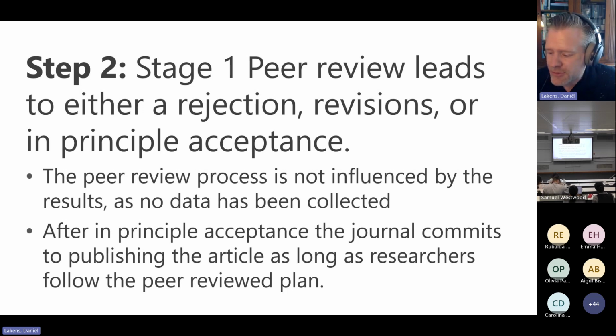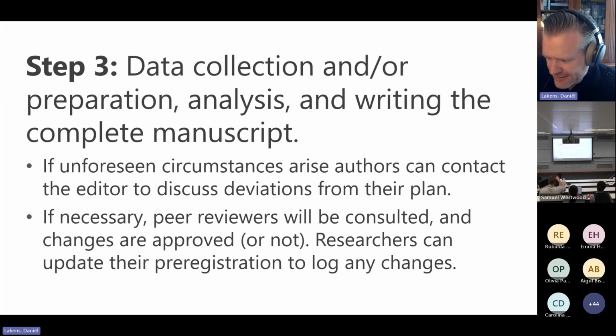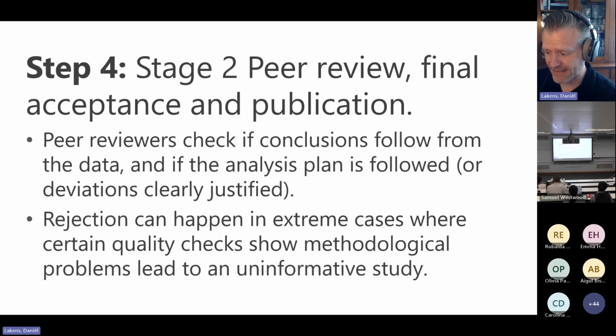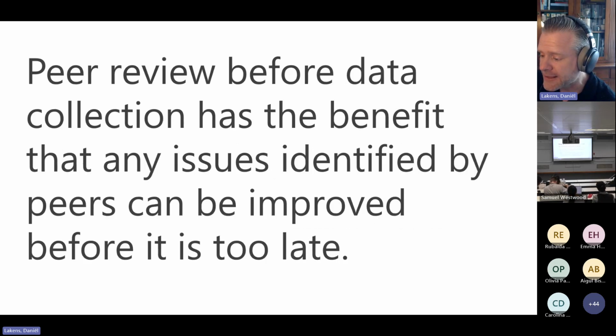Now, you can still make some changes even after in principle acceptance, but then you have to go back and discuss it with the original editors. You collect the data, you write everything up, and then you send it back. And then there's stage 2 peer review, where they basically check, did you follow all the things you said in advance? Do the conclusions you draw follow from the data that you have? And then, it can't be rejected because there's a null result. I mean, that's taken into account at the beginning.